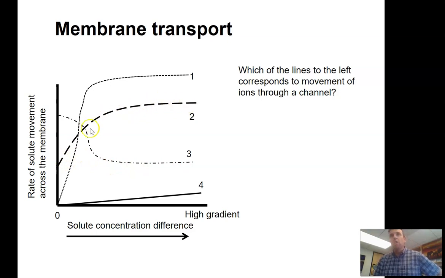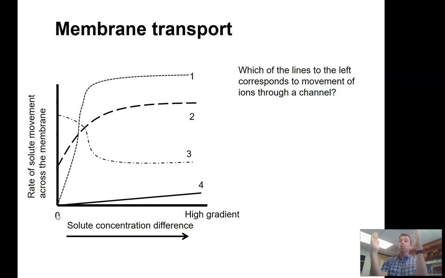It reaches a plateau. We have some pretty fast movement here. The reason 2 is not the answer is simply because it does not reach zero here. If you do not have a concentration gradient, it doesn't matter if your channel is open or not, you're not going to get a net movement of ions from one side to the other.